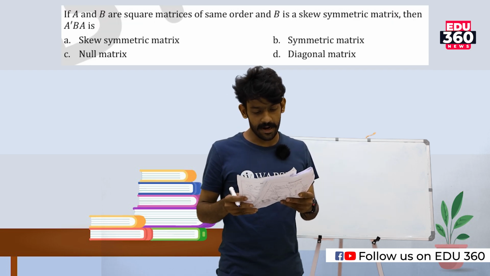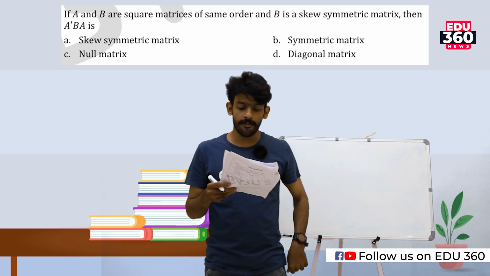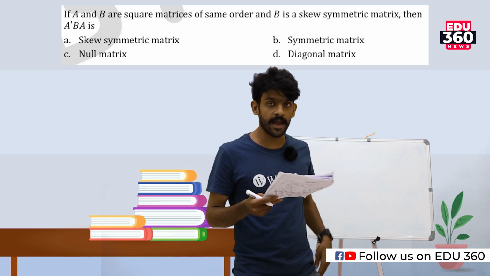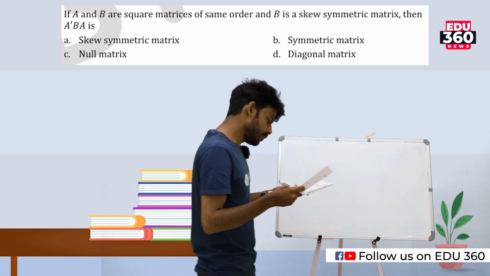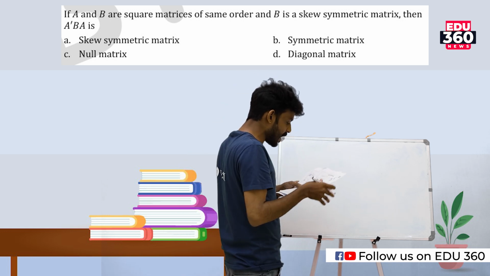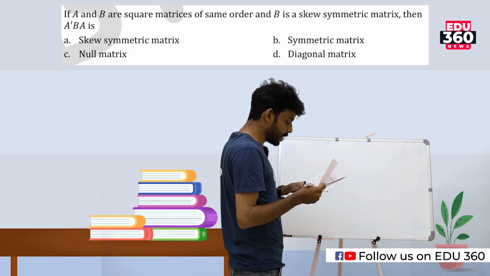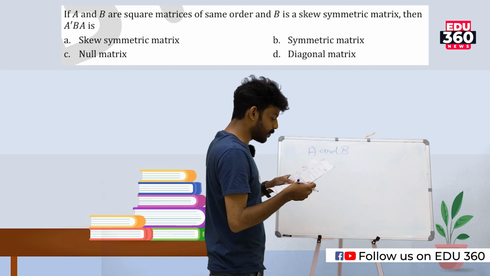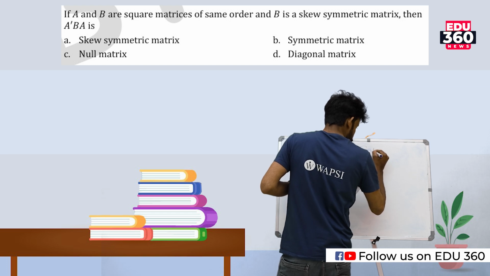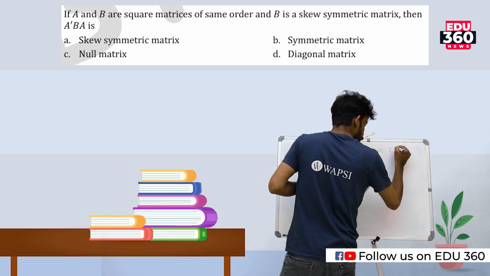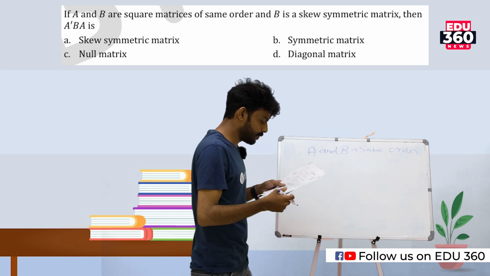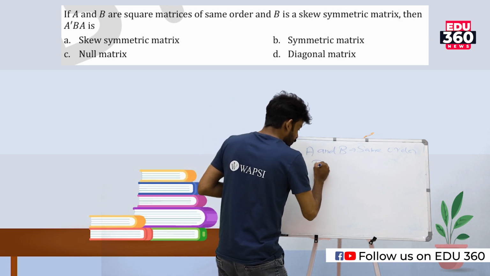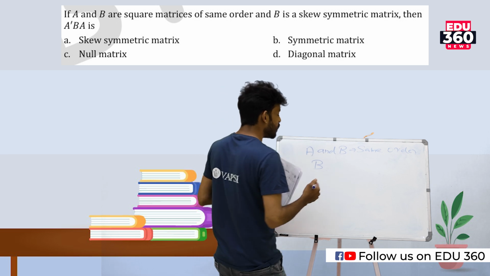The next question: given that A and B are square matrices of the same order, and B is a skew symmetric matrix, we need to find A dash B A. So A and B are square matrices of the same order, and it's given that B is a skew symmetric matrix.